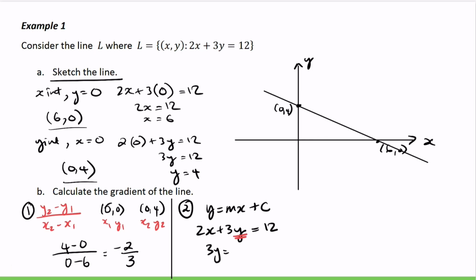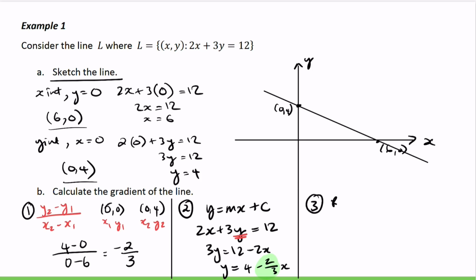So the first thing is I'm going to take the 2x over to the other side, and then I'm going to divide everything by 3. And so you can see that the value that's in front of x, which is the gradient, is -2/3. So that's the second way of completing this.